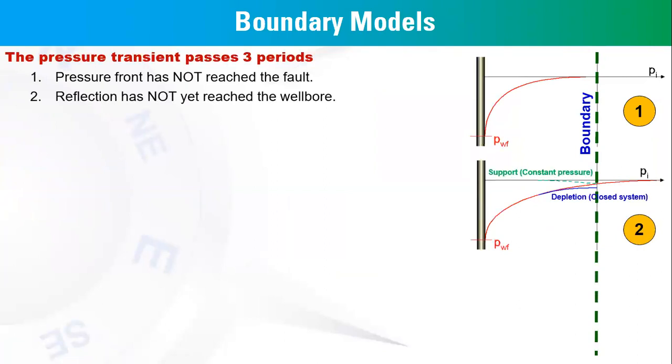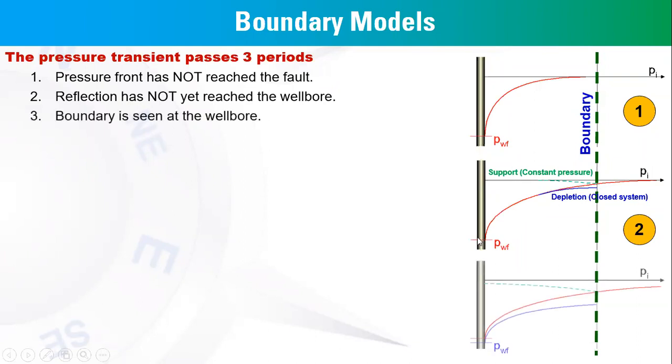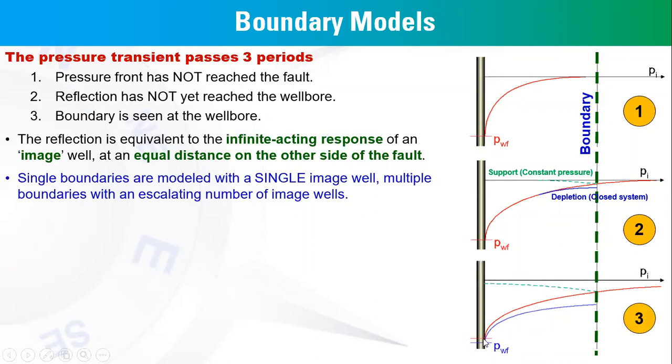Simply to highlight the boundary effects, the pressure transient will pass through three periods, as you can see. The first, assuming we have this reservoir boundary, and this profile in the red color is the pressure transient or the pressure profile. So in the first period, the pressure transient doesn't reach the reservoir boundary. For the second case, the pressure transient has reached the reservoir boundary, but not reflected at the wellbore. After that, in case number three, the pressure transient has reached the reservoir boundary and also reflected at the wellbore.